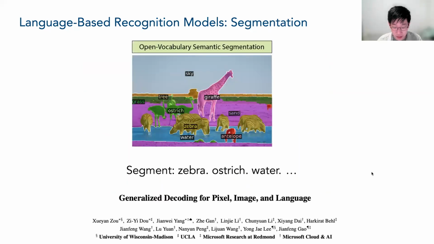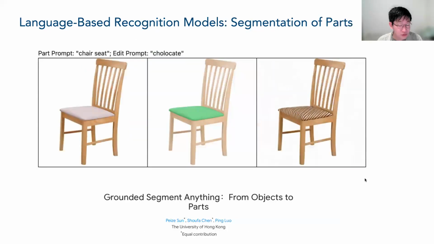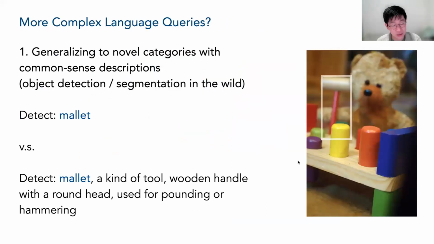A similar idea has been applied to other tasks like segmentation. You can just say segment zebra, ostrich, water, etc., and the model will give you a very good segmentation. You can also apply it to segmentation of parts, so the prompt becomes chair seat. You can even pair it with image editing tools to create this chocolate chair. So that's the general background we are working in.